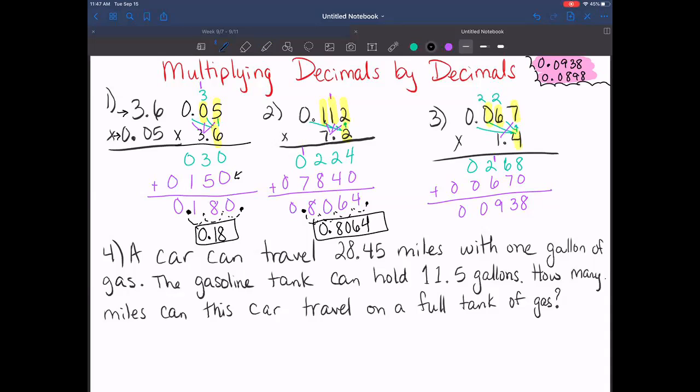Okay, so I'm starting back here. We're going to go 1, 2, 3, 4. So the answer is 0.0938. For those of you who did not get that answer, do we see what we did wrong?